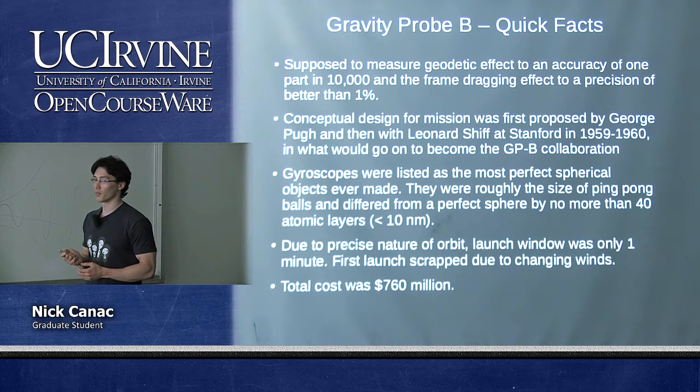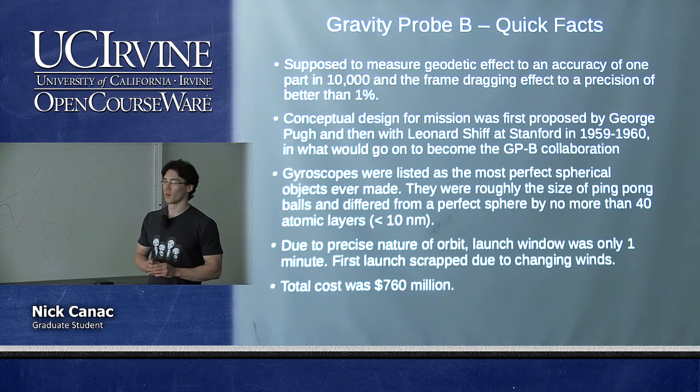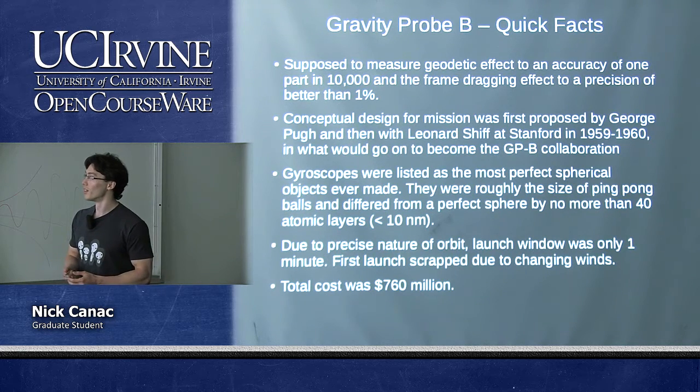The conceptual design for it was actually first proposed back in 1959. Then more work started in 1960 at Stanford, and that's what would go on to become the Gravity Probe B collaboration. So just keep that date in mind when I talk about when it actually finished running.